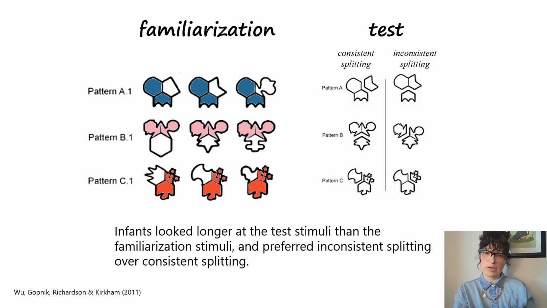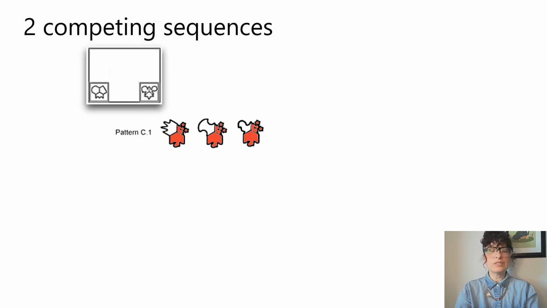It was less surprising when there was a split, but the two shapes that had previously been paired together stayed together in the split. So, statistical regularities. But what happens if there are two competing sequences?